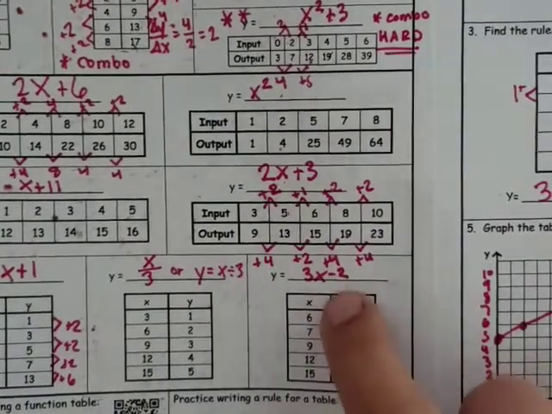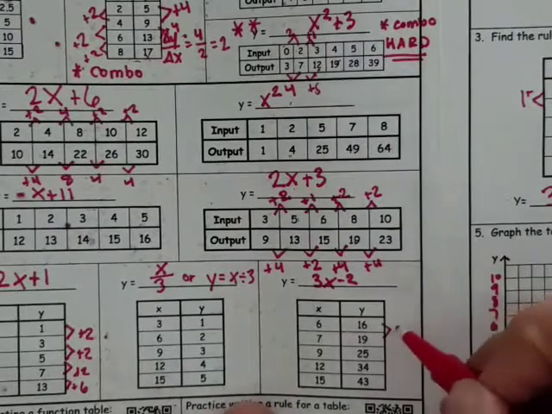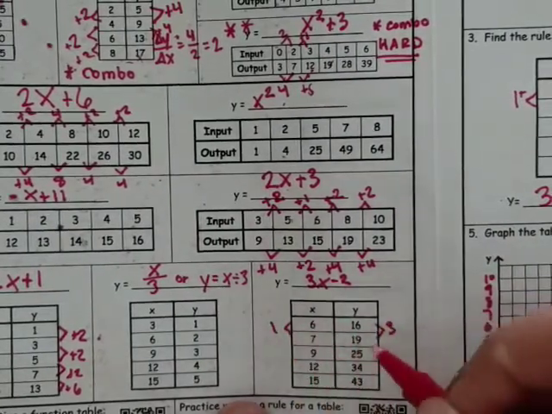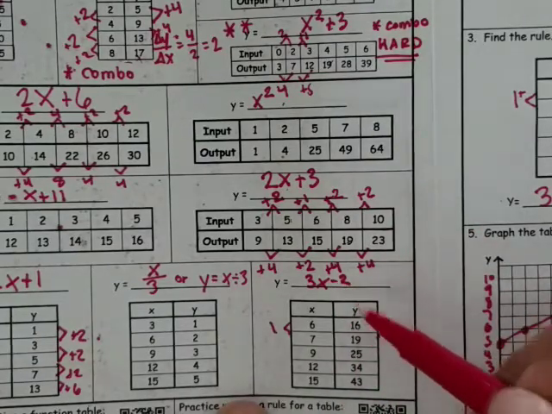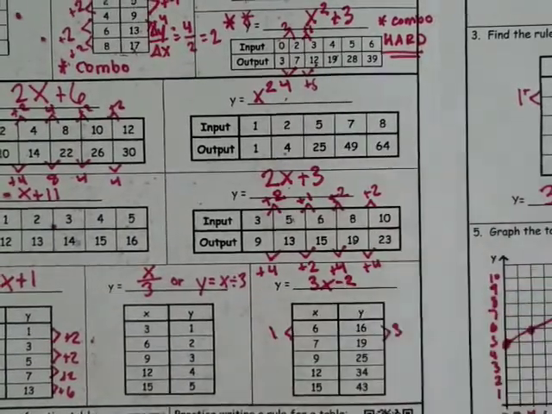This one was 3x minus 2. Again, I saw the change in y to be 3 over 1, and it was the same every time. I kept getting 3, and then I subtracted 2 to get my second value. So 3x minus 2 is your answer there.